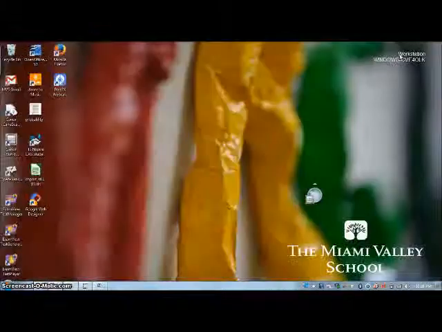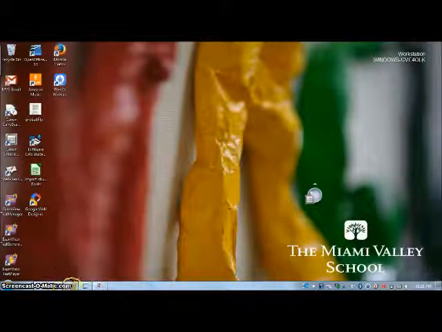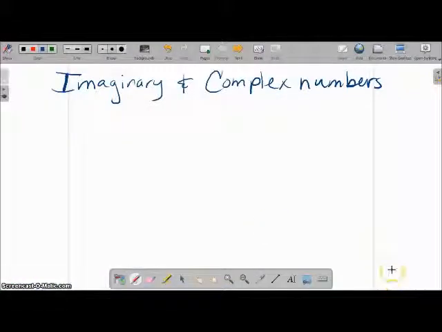Anyway, on to complex numbers and imaginary numbers. This is from section 1.6. This video is going to be on one or two topics, and there's probably going to be about 3 videos on this section because it's a little bit complicated.